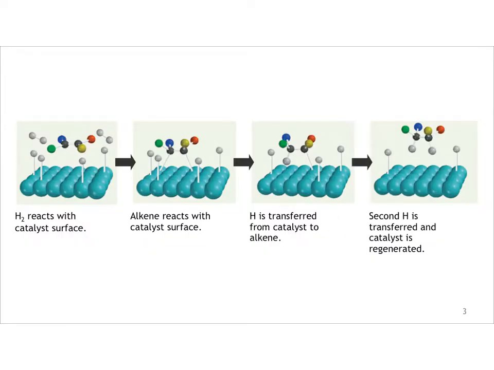So we can think of the whole process as being four fundamental steps. Hydrogen reacting with the catalyst surface. We think of the catalyst as activating the hydrogen. The alkene reacting with the catalyst surface, forming a reactive species. And then hydrogen transfer, sequentially one hydrogen and then a second hydrogen, and at that point the alkane is released from the metal surface, and the metal surface is regenerated so that further catalysis can occur.